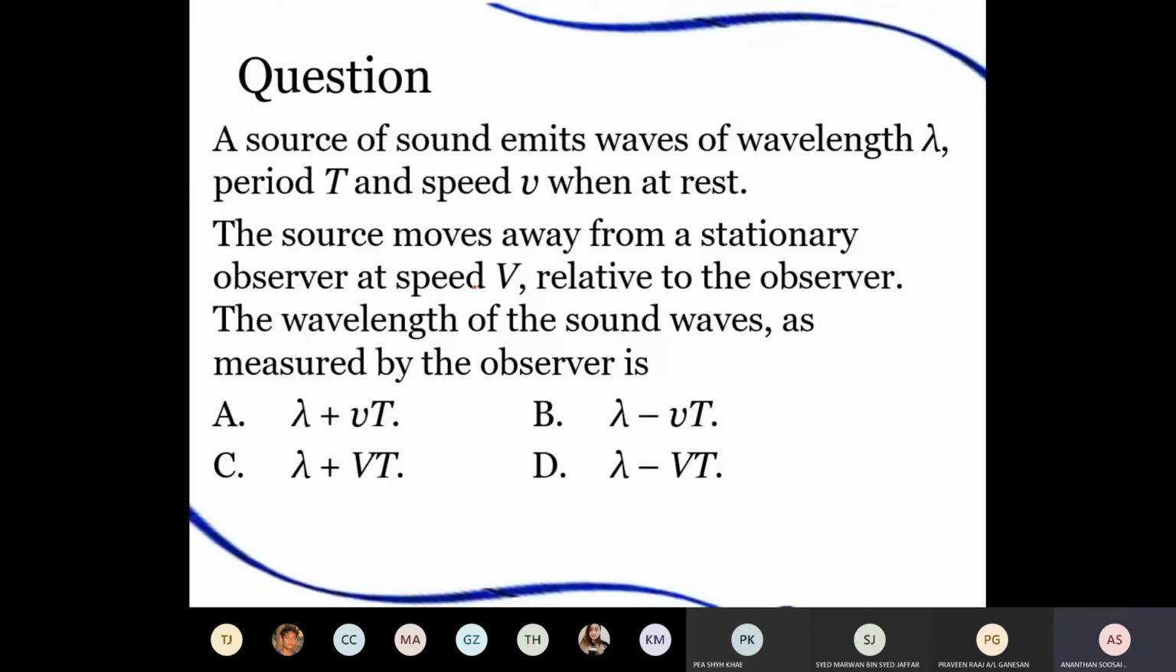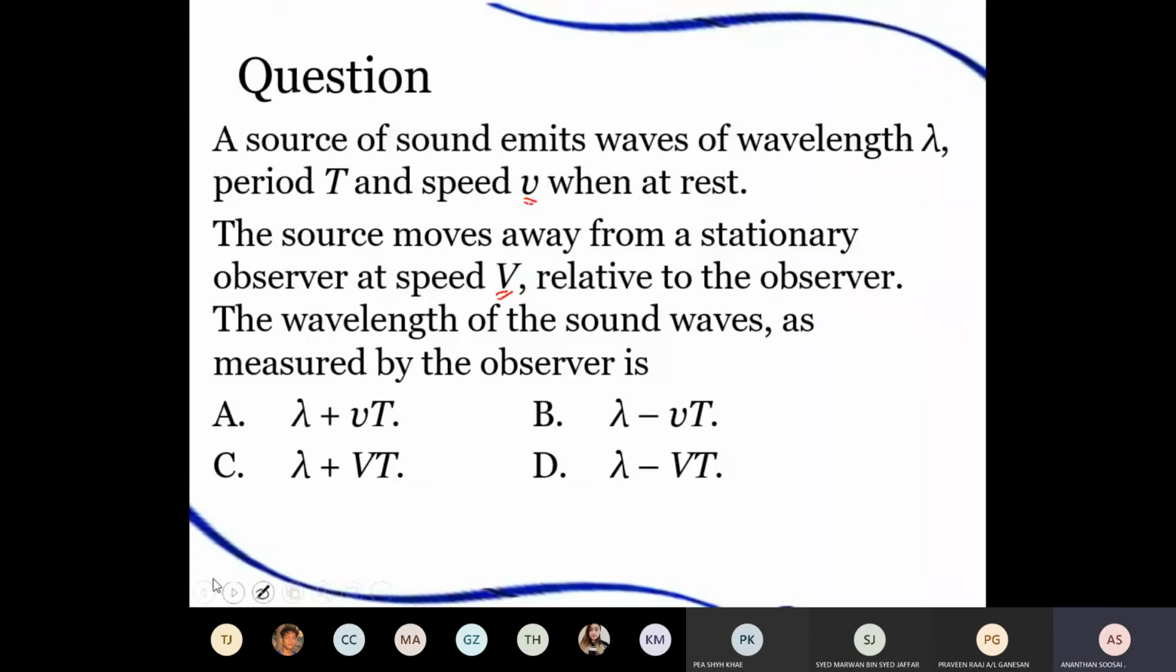A source of sound emits a wavelength of lambda, period is T, and the speed of sound is small v when at rest. The source speed is capital V. The source moves away from the stationary observer. Small v is the speed of sound, capital V is the speed of the source, maybe an ambulance, relative to the observer.